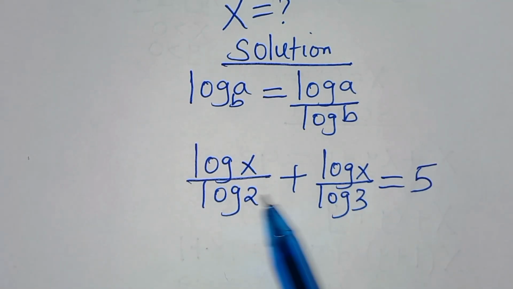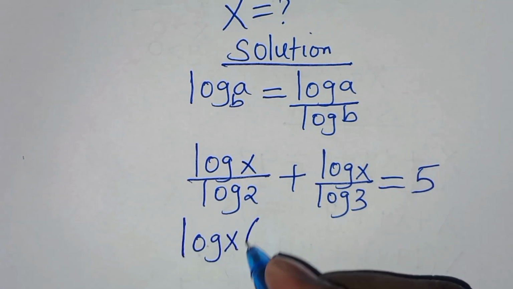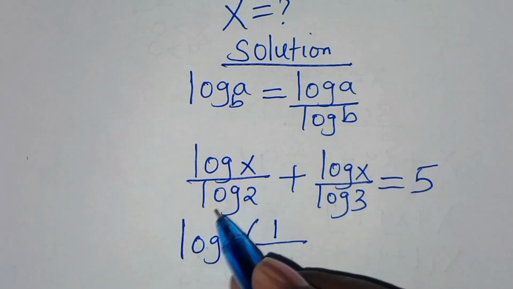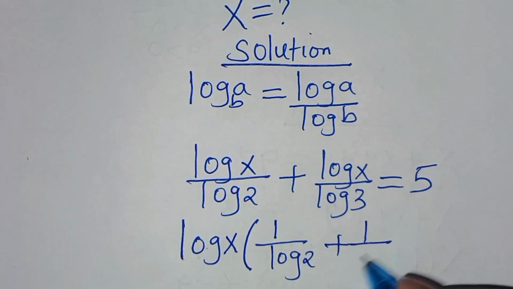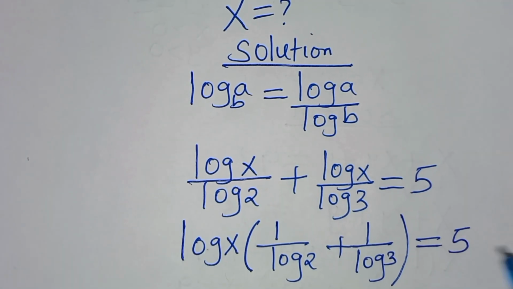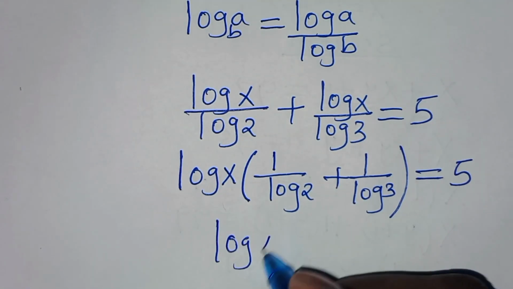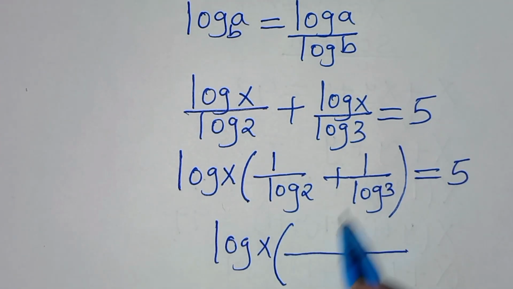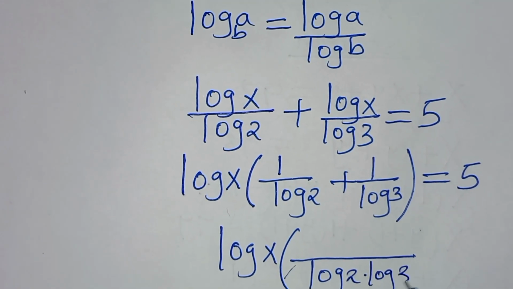The next step from here, you find that log x is common here, so we factor out log x. So here we'll have, in the parentheses, 1 over log 2 plus 1 over log 3, close the bracket here, this is equal to 5. The next step is that we have log x into the parentheses here. So the LCM here is the same thing as log 2 multiplied by log 3.